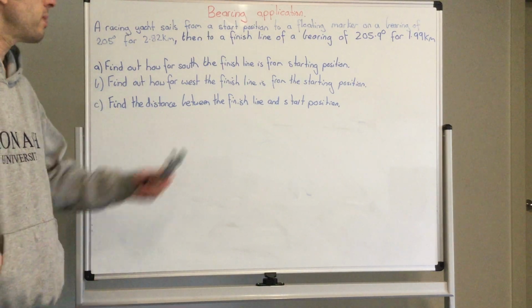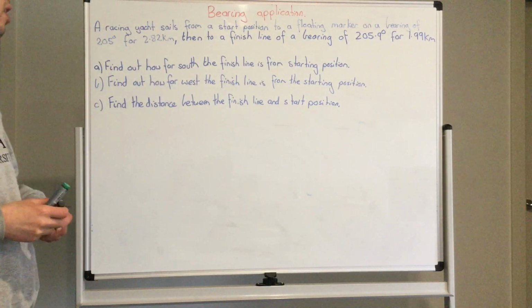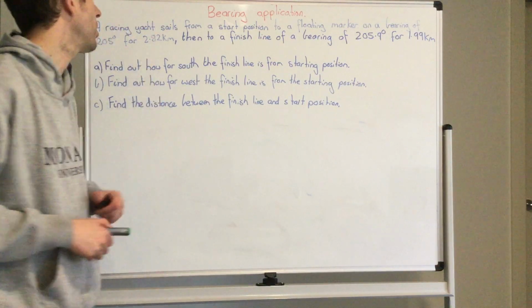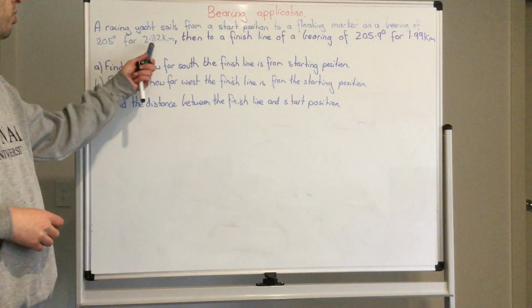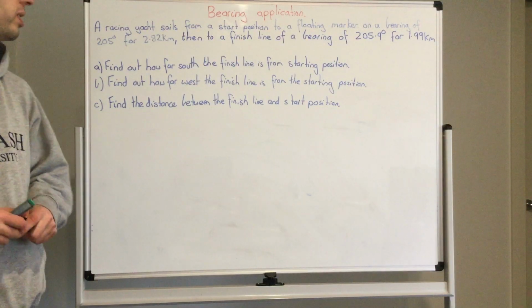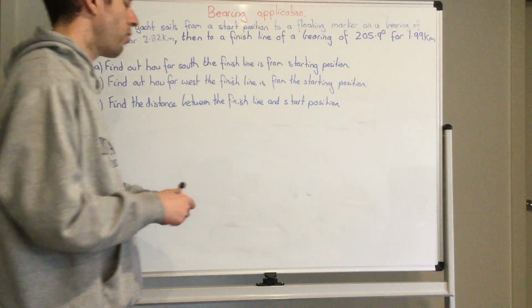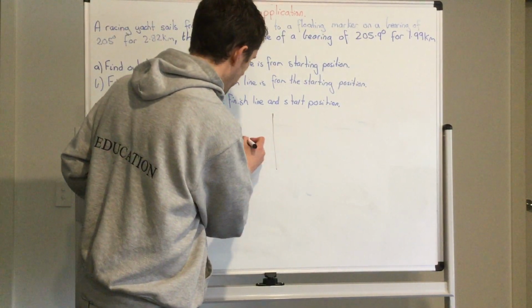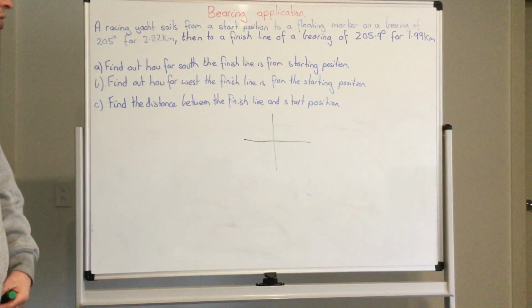Welcome, and we are going to be looking at bearing application. A racing yacht sails from a start position to a floating marker on a bearing of 305 degrees for 2.82 kilometers. Now, let's look at that part first. So it's best to draw pictures. So, talking about bearings, we are going to be drawing a picture.